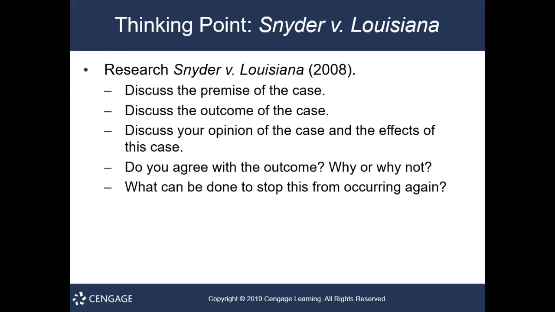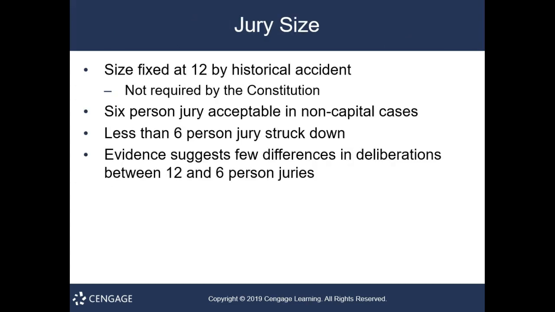The defense can't pick all men on a rape case, or make sure that there's only men on the jury. All right. Let's look at jury size. Now, the size was fixed at 12 by historical accident, supposedly, but in reality, it was actually a mystical number that was chosen probably for that reason, but it is not required by the Constitution, not the federal Constitution anyway.